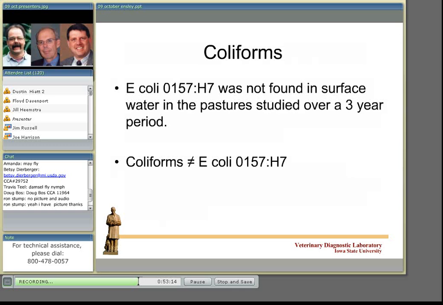In two years of sampling, or actually three years, this will be the third year, E. coli O157:H7 was not found in any of the surface water. So in our study anyhow, it looks like the presence of coliforms does not indicate that E. coli O157:H7 is going to be present in that type of management situation in those types of samples.